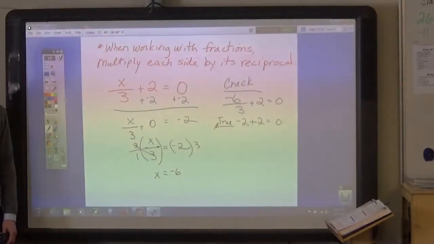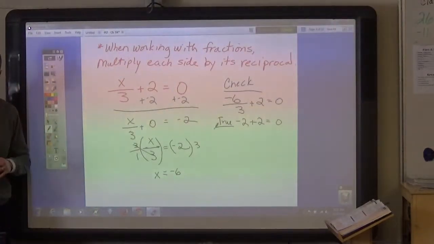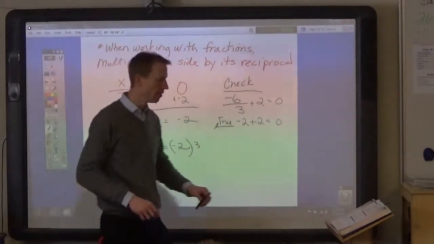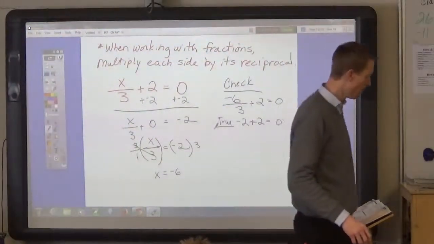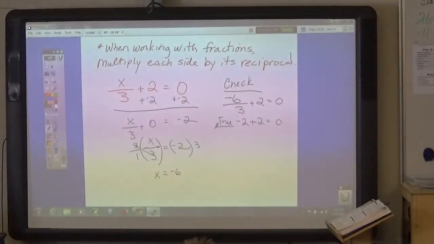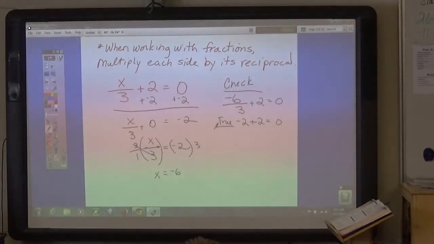Okay? Those are the 3 types of equations you're going to review today. So, isolate the variable, add the opposite to each side, multiply by the reciprocal, and you've got it.